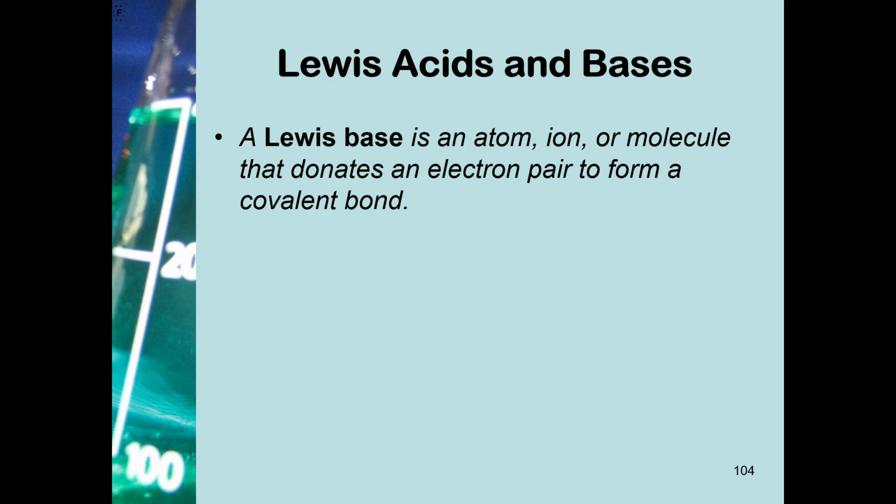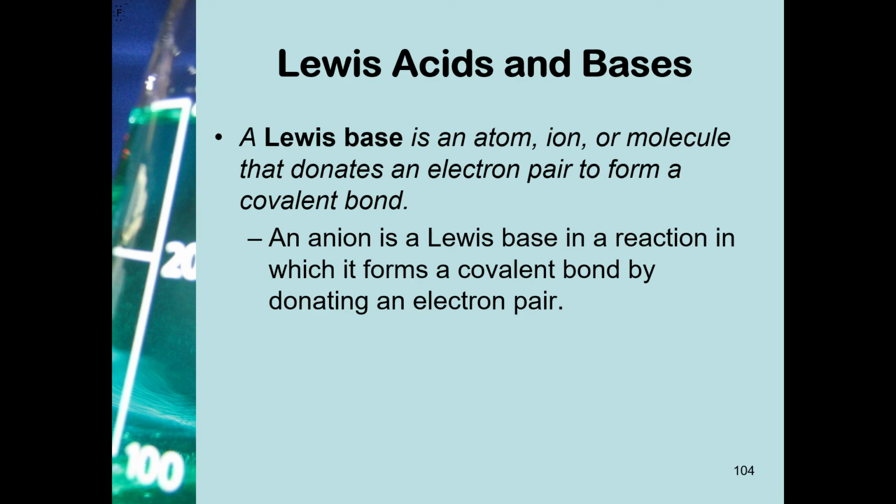Now a Lewis base then is, if you notice the pattern, it's going to have to be the opposite. A Lewis base is an atom, an ion, or a molecule that donates an electron pair to form a covalent bond. An anion is a Lewis base in a reaction in which it forms a covalent bond by donating an electron pair. So fluoride in the previous example was the one donating the electron pair, so the fluoride ion acted as a Lewis base.